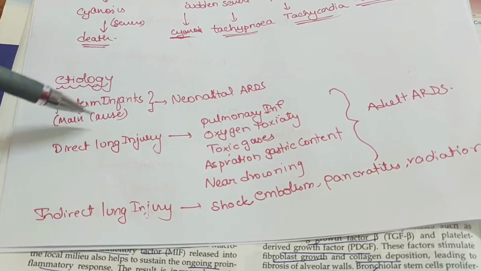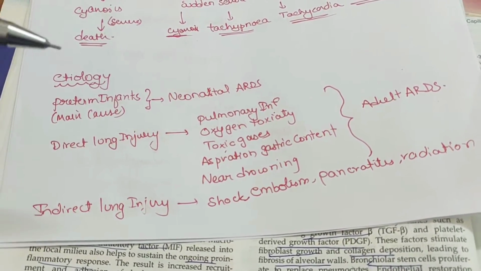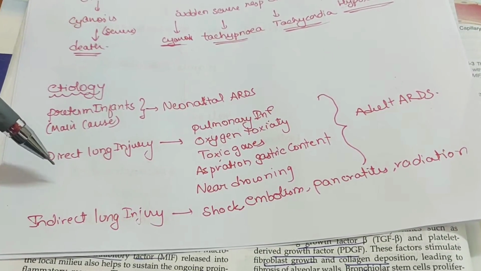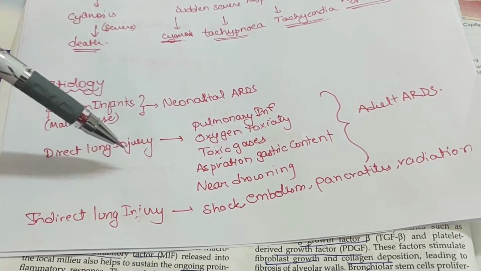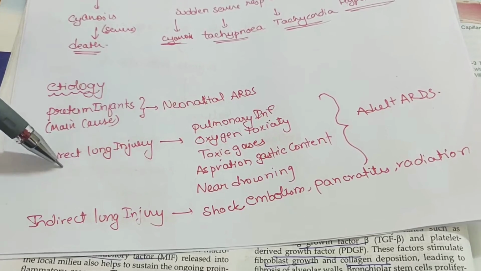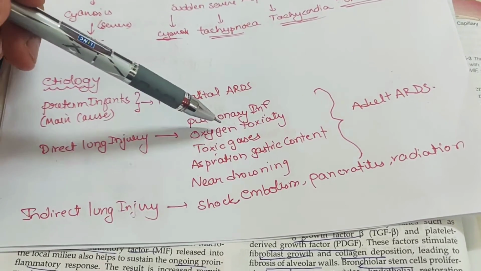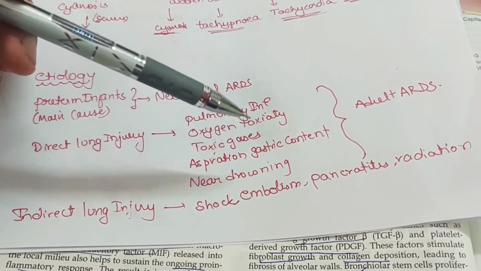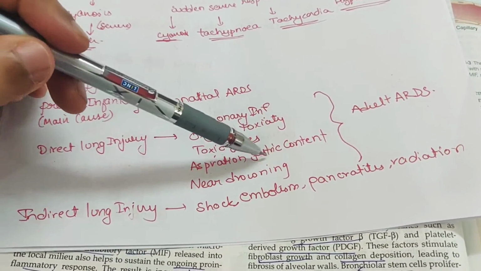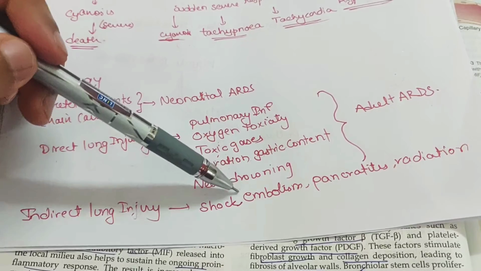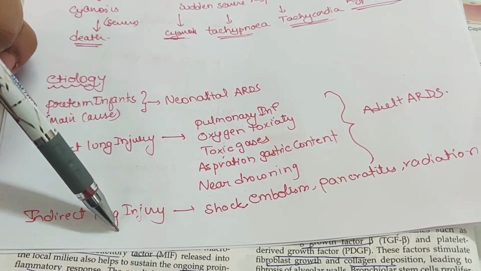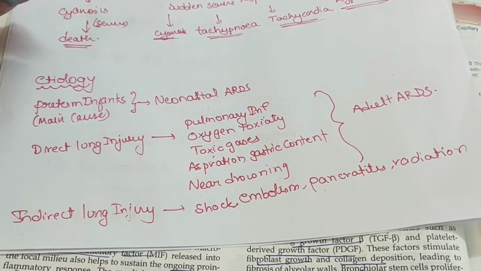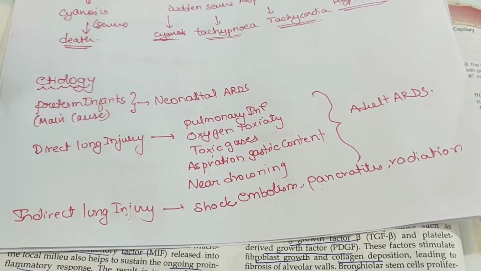Etiology: in preterm infants we can see neonatal ARDS, whereas in adult ARDS there are mainly two causes, that is direct lung injury or indirect lung injury. In direct lung injury we have pulmonary infections, oxygen toxicity, inhalation of toxic gases, aspiration of gastric contents, and also drowning. In indirect lung injury we have shock, embolism, pancreatitis, radiation, and many other causes.